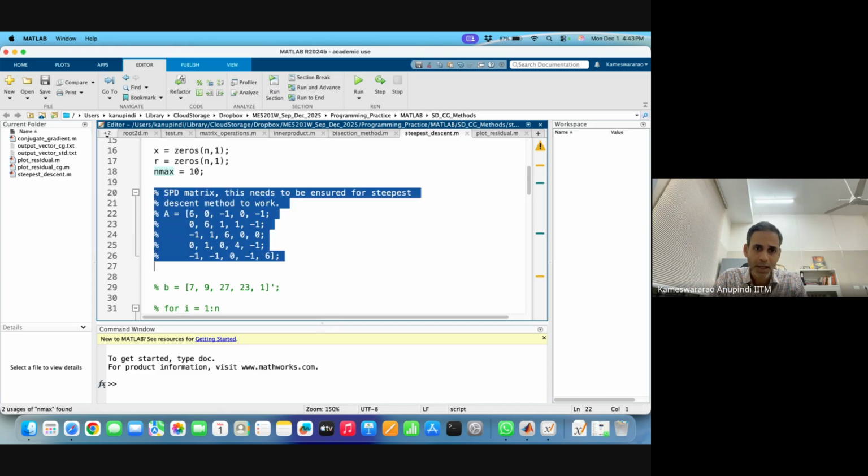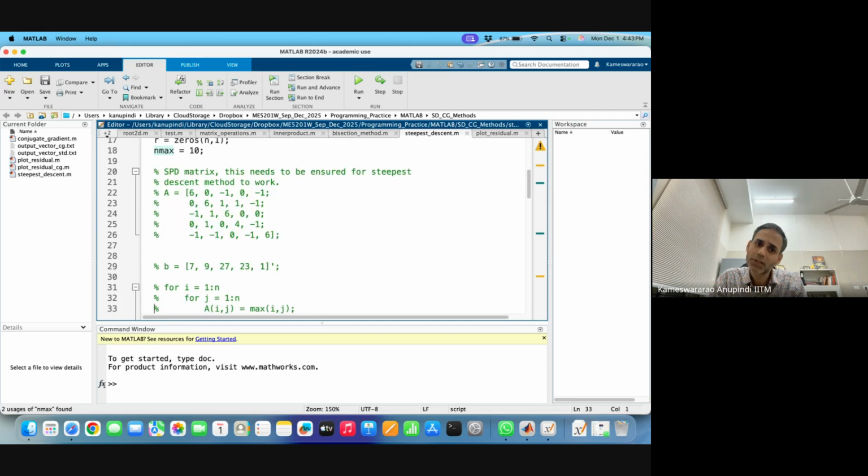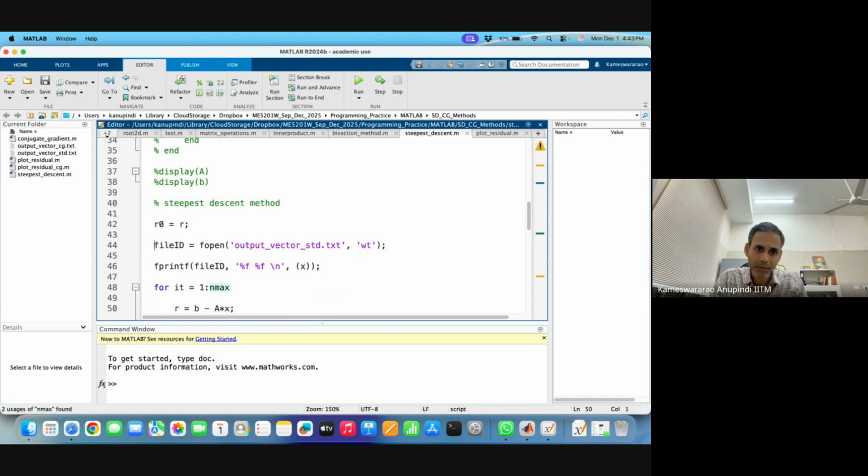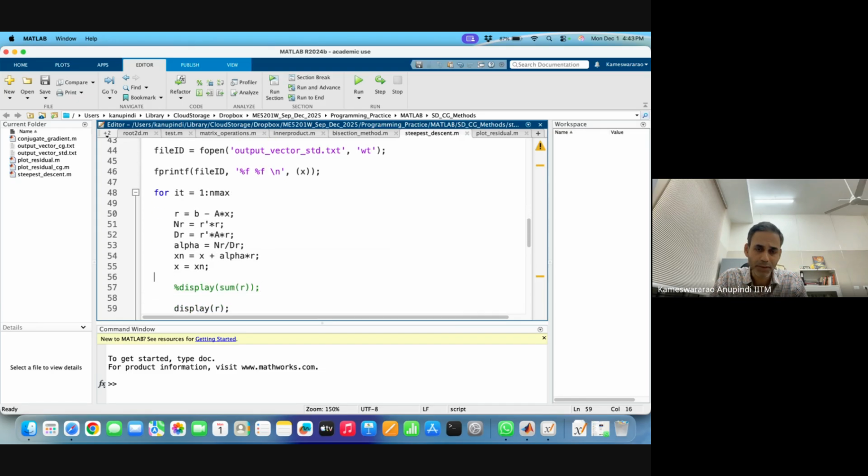This was what we had in the last lecture: the A matrix and the B matrix that we have seen, which I have now commented out. Then I take my residual 0, copying residual into residual 0, and I open a file called output vector standard. This is coming from the steepest descent method, std, and I'm writing the value of x. Then I perform the steepest descent method. What was the steepest descent method?